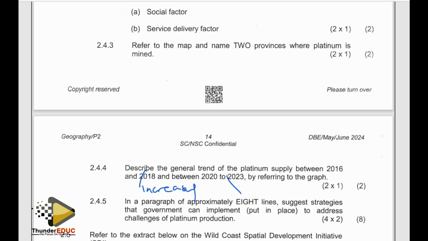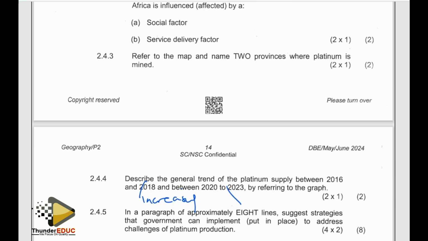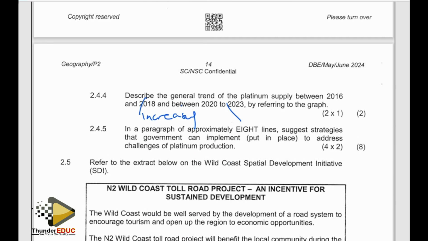Then what's the trend for this 2020 to 2023? We come here, 2020 to 2023. There. The trend is decreasing. The trend you can see there is decreasing. So that is how the trend is looking. For this phase, it's increasing, and for this phase, it's decreasing.